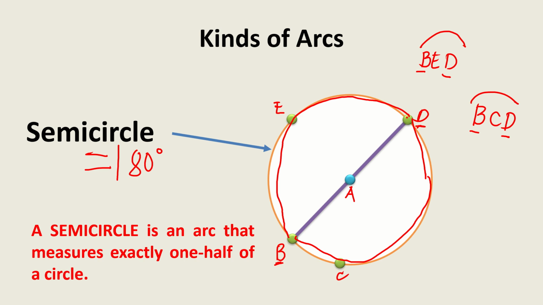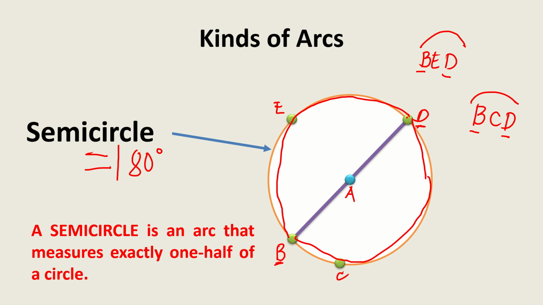Okay po, balik tayo ulit. Minor arc measures less than 180 degrees. 2 letters ang ginagamit sa pagpapangalan. Next po, major arc measures more than or greater than 180 degrees, and we are using 3 letters. Then semicircle, it measures exactly 180 degrees, and 3 letters din ang ginagamit natin na pagpapangalan.